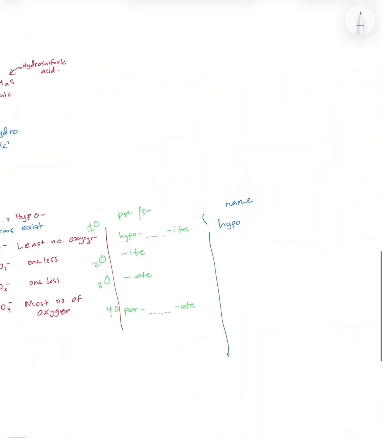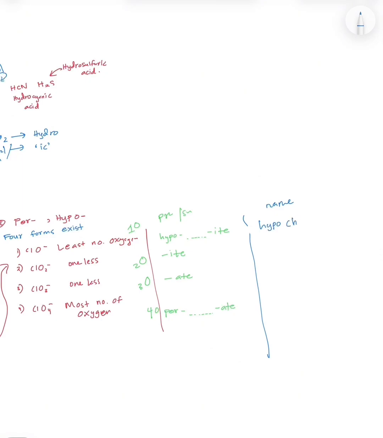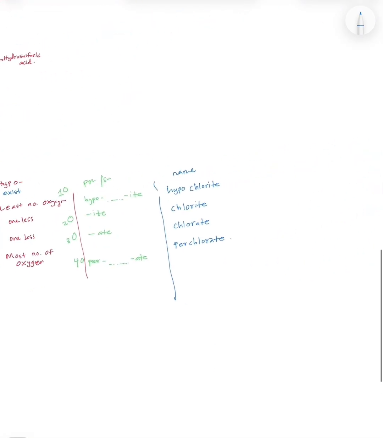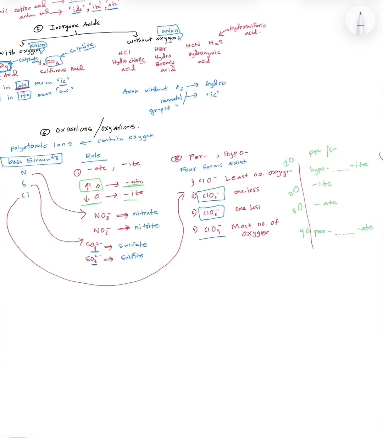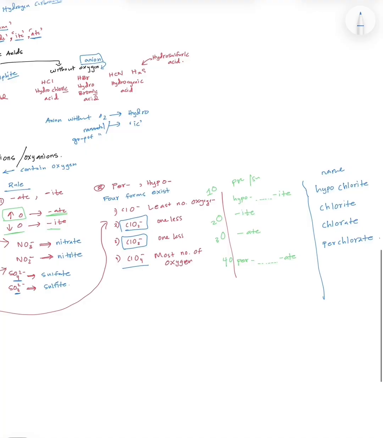Hypochlorite. ClO2 minus is chlorite. ClO3 minus is chlorate. And this is perchlorate. So with that, the nomenclature is ending. Remember these things. These are very, very crucial. And with that, part 2 of chemical calculation is ending. See you in the next video.